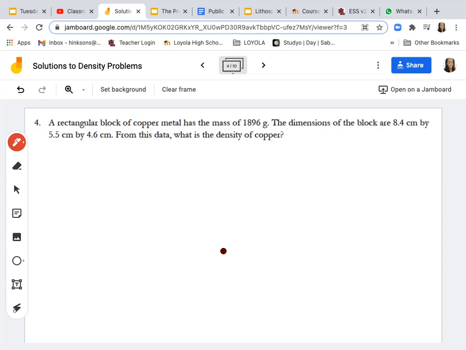A rectangular block of copper metal has a mass of 1,896 grams. The dimensions of the block are 8.4 centimeters by 5.5 centimeters by 4.6 centimeters. From this data, what is the density? All right, so Antonio, take it away.